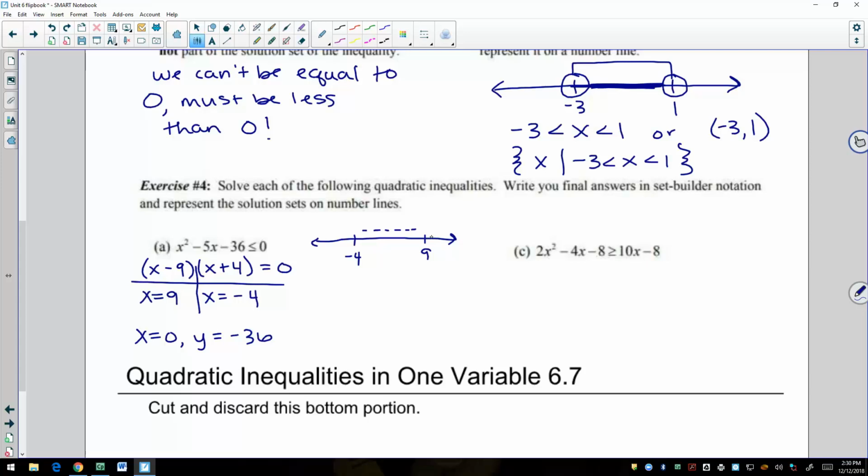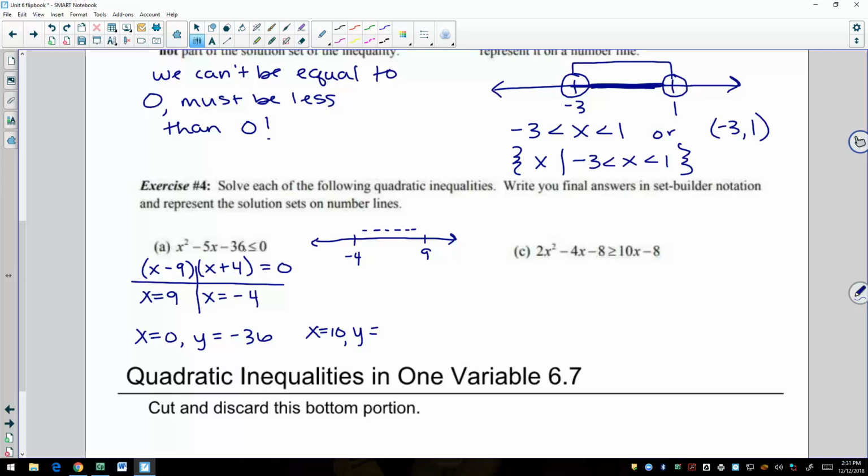Now I have to plug in a number on the other side of 9. So that would be like 10, 11, 12. If I plug in 10, for example, so let's plug in x equals 10. You could use your calculator again and just look at the table. 10 squared is 100. Minus 5 times 10 is 50. 100 minus 50 is 50. Minus another 36.